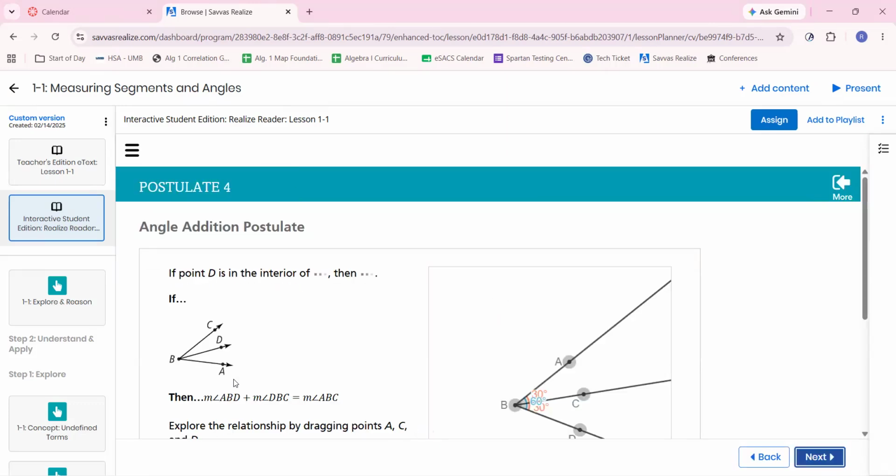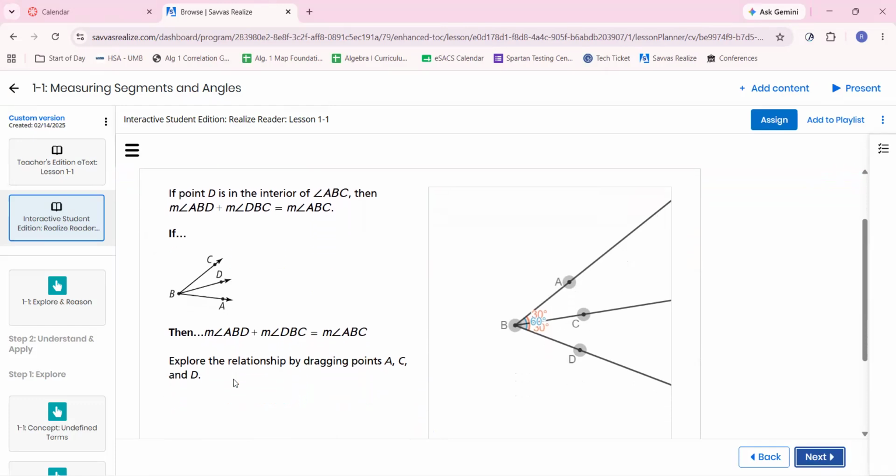And that's actually what I just showed you: angle addition postulate. If point D is in the interior of angle ABC, and you can see that with the picture on the left here, then the measure of ABD, this one right here, plus the measure of DBC, which is this one right here, equals the measure of ABC, so the whole thing.